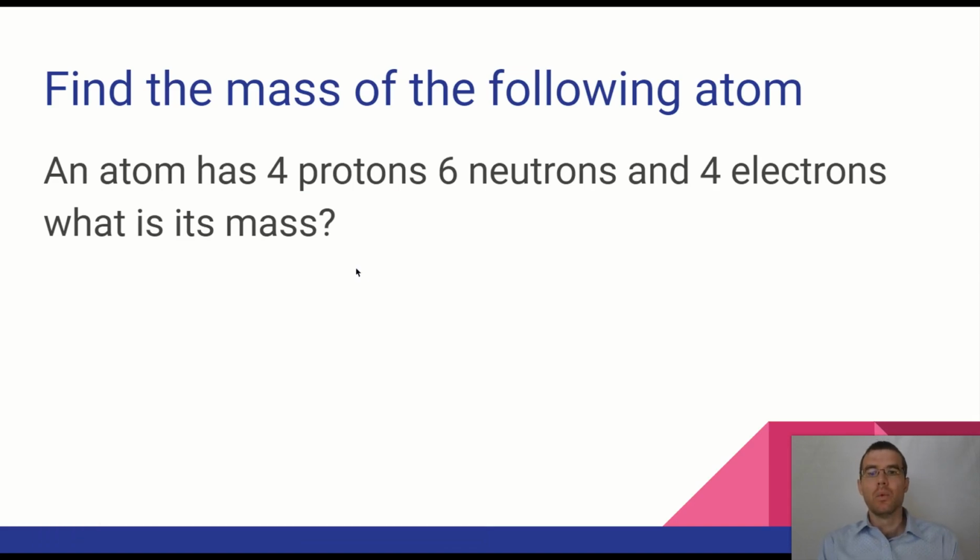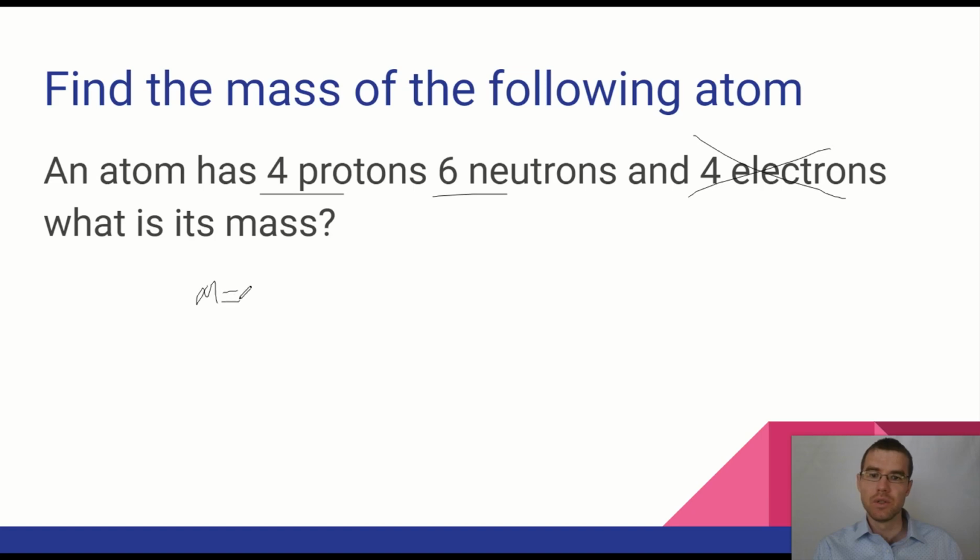All right. Can we do a little bit of this backwards or in a different format? So an atom has 4 protons, 6 neutrons, and 4 electrons. What is its mass? Well, you'll recall that when it comes to mass, we ignore electrons. So we're just going to ignore that. And so we're just going to look at protons and neutrons.